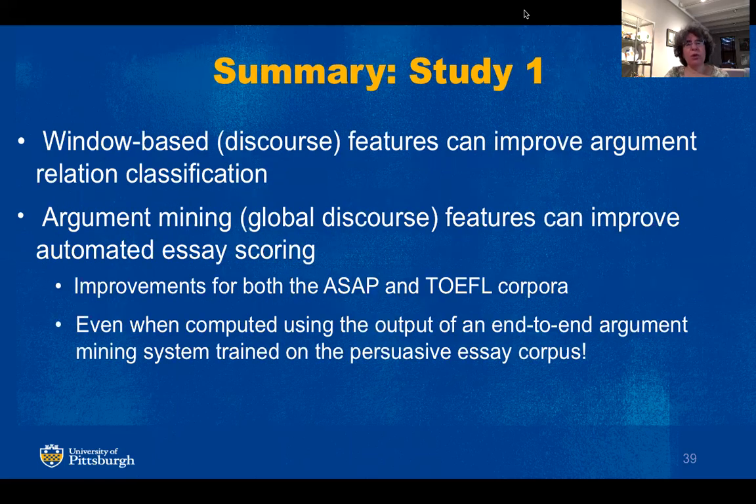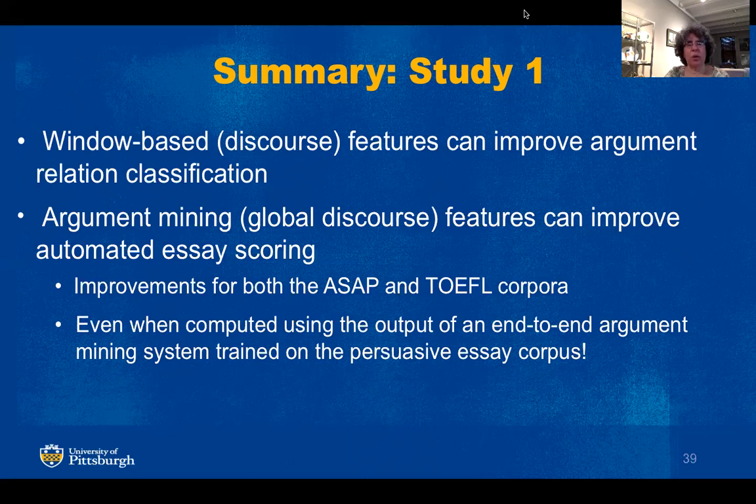Okay, so before turning to the next study, just to summarize the results from this set of experiments, we first showed that from an intrinsic evaluation perspective, window-based features based on text segmentation can be used to improve state-of-the-art algorithms for argument mining. In particular, here I focused on the subtask of argument relation classification. Argument mining output, which itself can be viewed as a special purpose type of global discourse analysis, in turn can be used to improve the application of automated essay scoring.